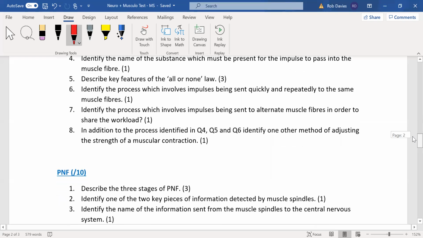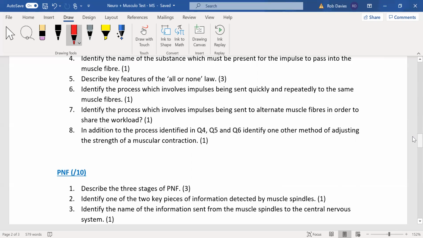Okay, number 6. The process which involves impulses being sent quickly and repeatedly to the same muscle fibers, and that is wave summation. Wave summation. Number 7, identify the process which involves impulses being sent to alternate muscle fibers so they share the workload, and that is spatial summation.